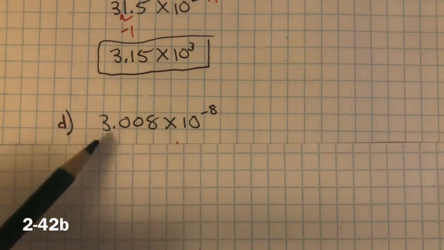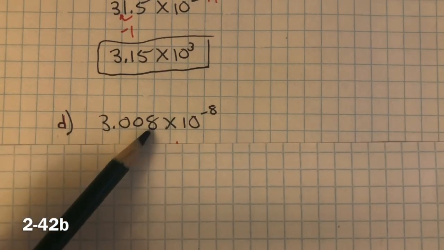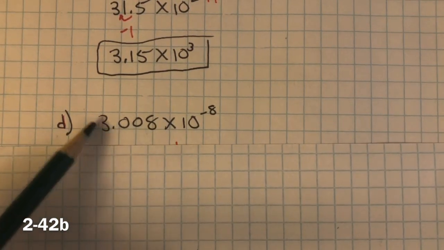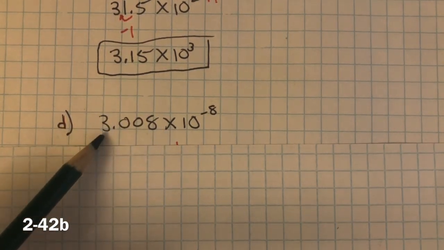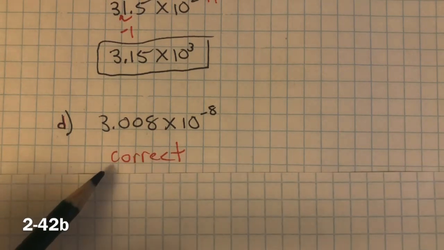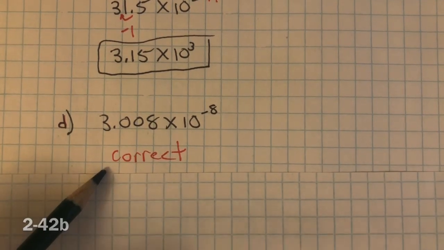42d, 3 and 8/1000. That term is greater than or equal to 1, but less than 10. So this is in scientific notation.